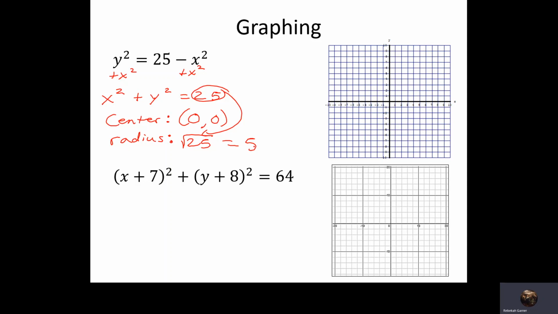Just like when you had a linear equation, you need the slope, and what else do we need? The y-intercept. Yeah, you need those two things to graph the linear equation. Now for circles, we need the center and the radius. The center is at 0, 0, so we're going to make a point at 0, 0. Then if we know the radius is 5, what should we do? We should make another point 5 away from the center in each direction. And then you make a circle.